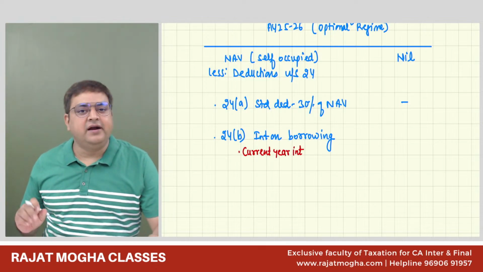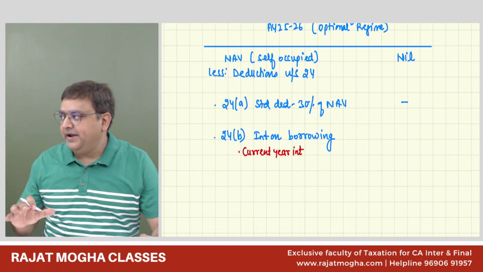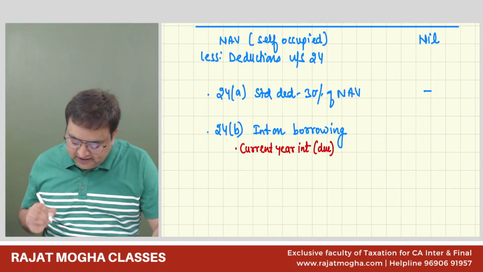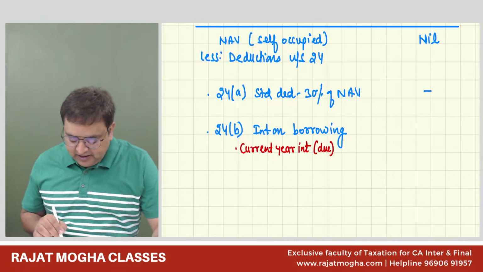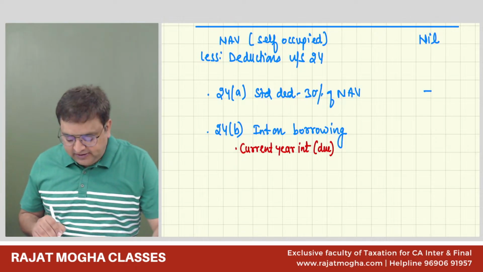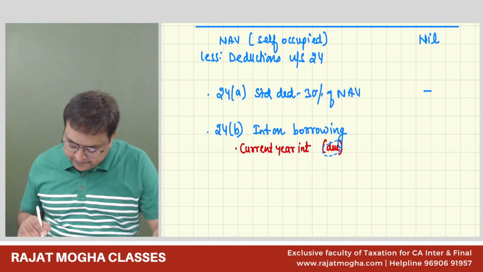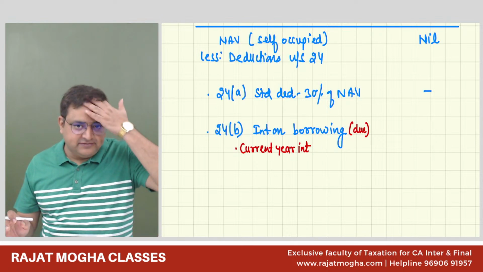whatever is the current year interest, it is paid or not paid. It is allowed on due basis. The current year interest is allowed, even the entire interest is allowed. Not only the current year, the pre-construction interest also, the entire interest on borrowing. I should write even due over here. Just for your reference, I am writing. You don't have to write it in your examination.